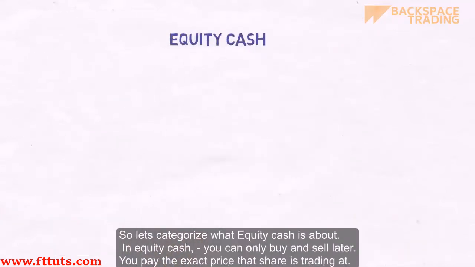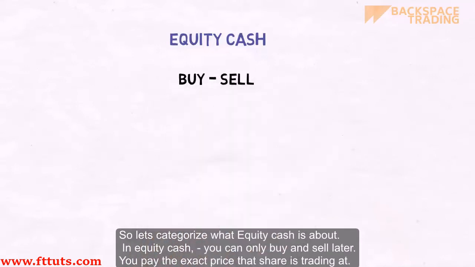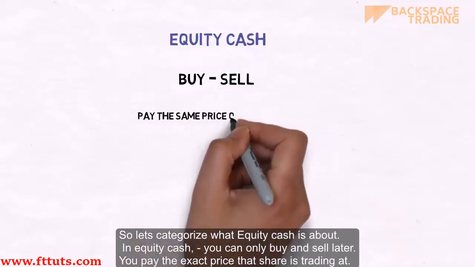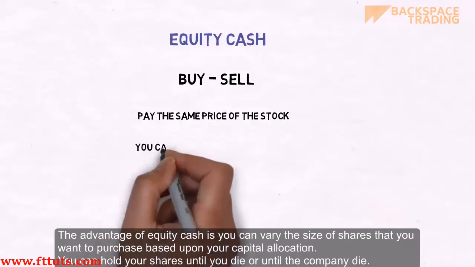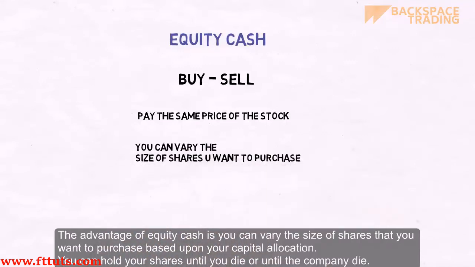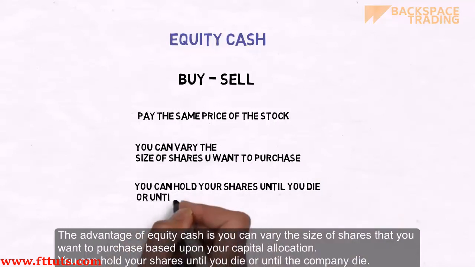Let's categorize what equity cash is about. In equity cash, you can only buy and sell later. You pay the exact price that share is trading at. The advantage of equity cash is you can vary the size of shares that you want to purchase based on your capital allocation. You can hold your shares until you die or until the company dies.